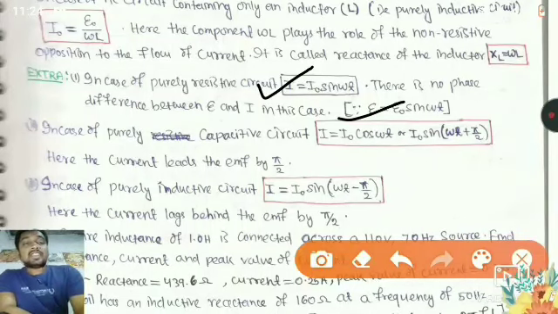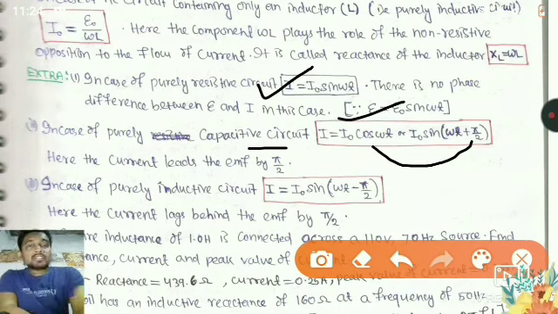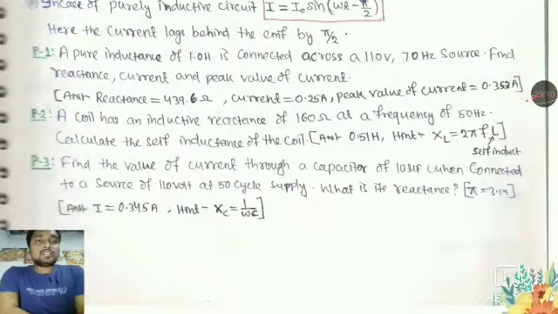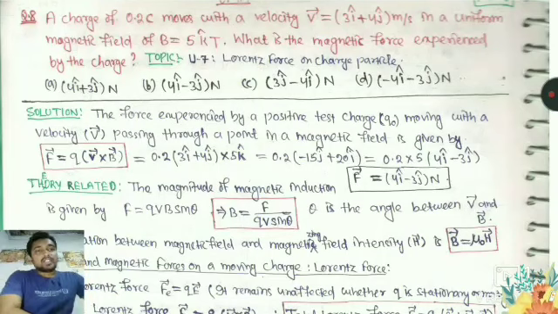But in case of purely capacitive circuit, I equal to I naught cos omega t, or sin omega t plus pi by 2. This is trigonometry. So your current leads the EMF by a phase angle of pi by 2. In case of purely inductive circuit, I equal to I naught sin omega t minus pi by 2. So current lags behind the EMF by pi by 2. Okay, these are the 3 problems I have given you. Solve please.